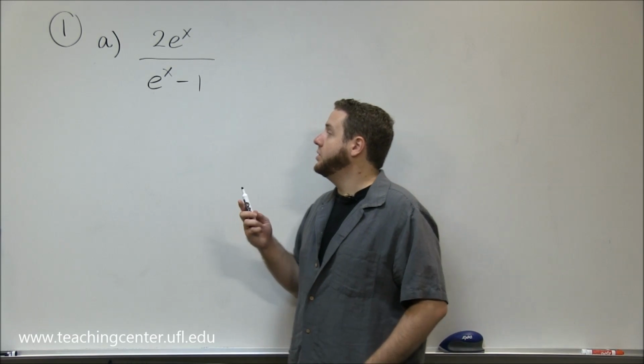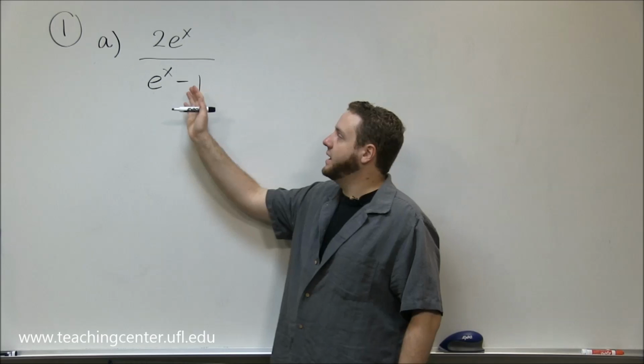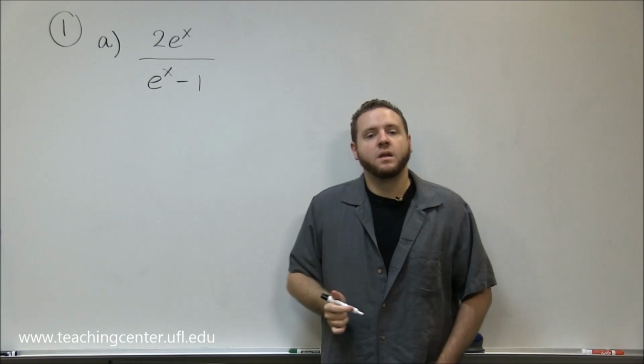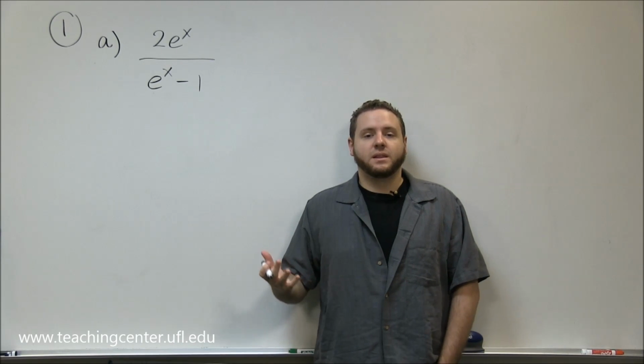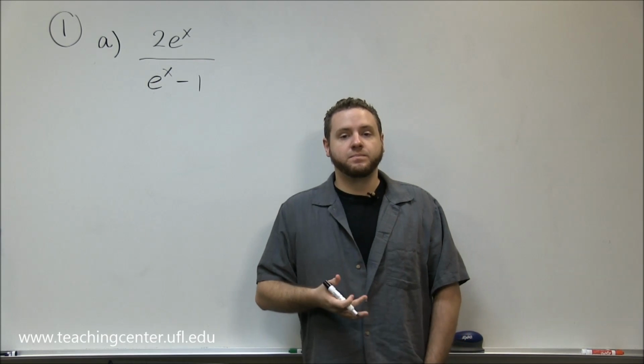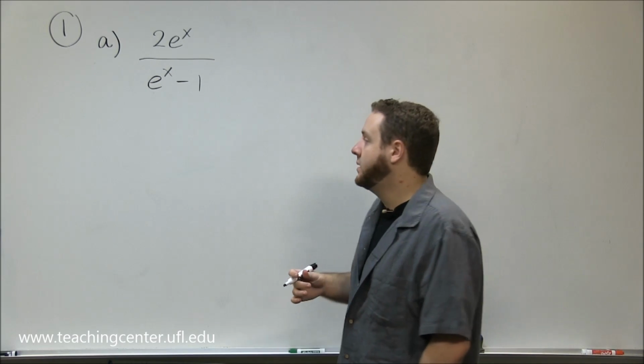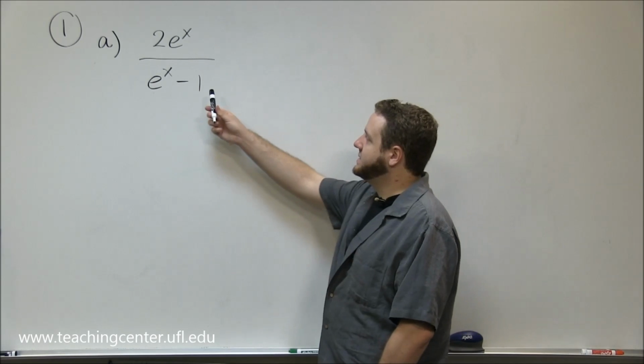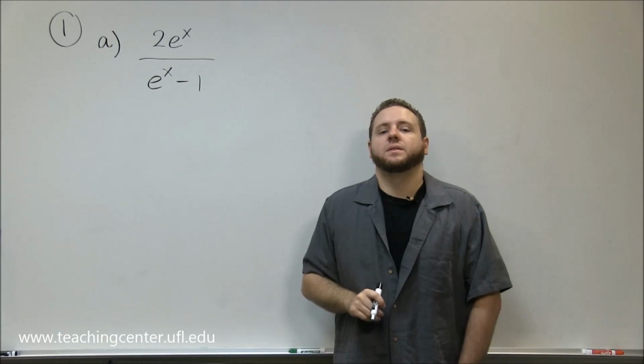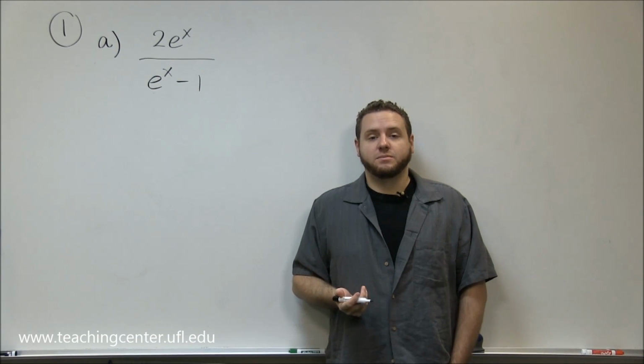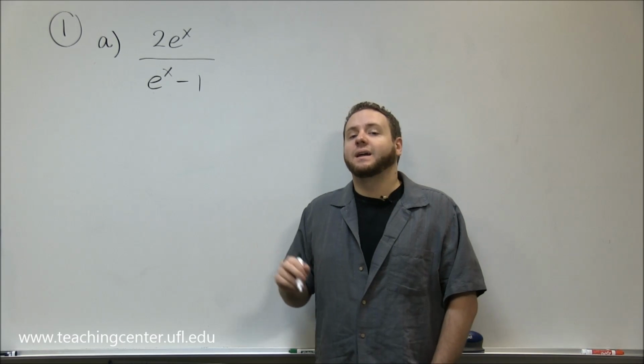Now, when you have a function that has just polynomials, oftentimes the limit at infinity and the limit at negative infinity are going to be the same. Sometimes they're not, but oftentimes they are. But when you have a function like this that includes exponential terms, then the limits at both sides are definitely not going to be the same. So you have to do the limit both at infinity and at negative infinity.